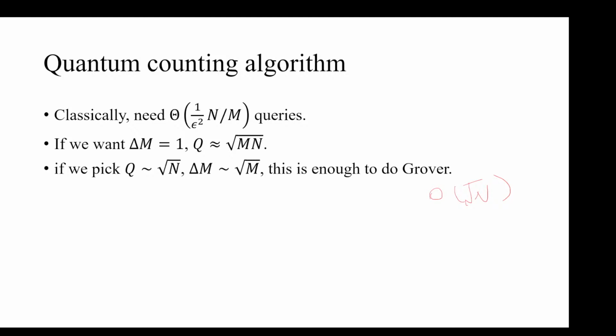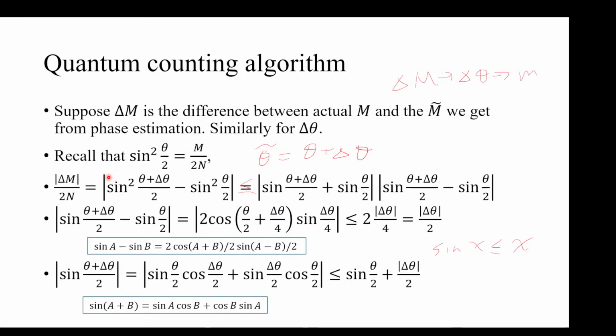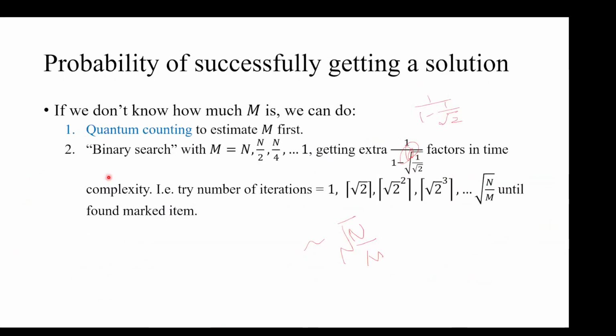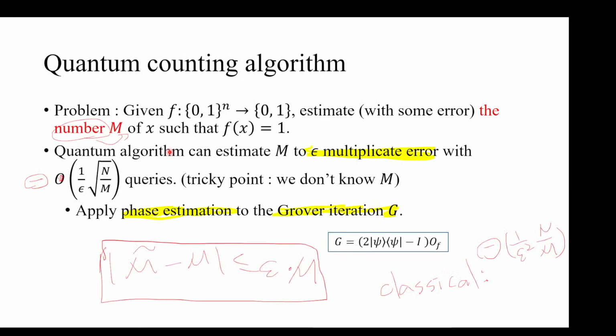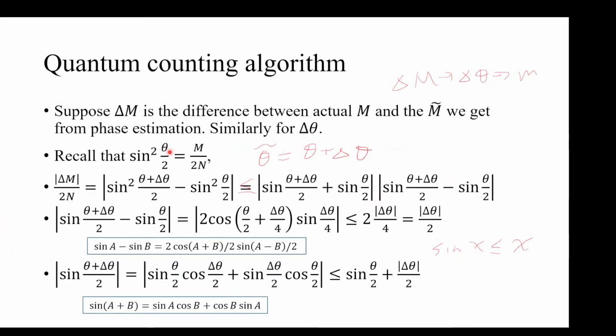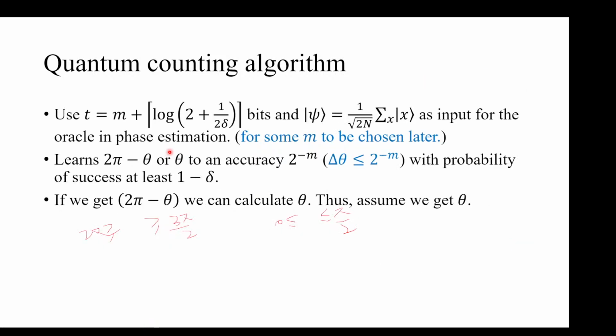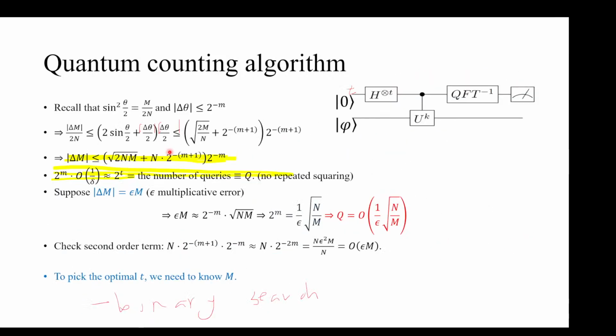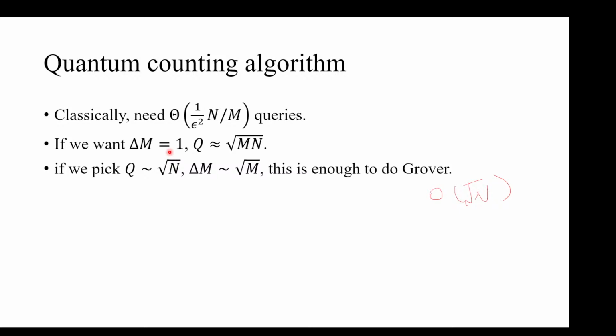This is what is claimed by the textbook. But this is actually a little suboptimal compared to the binary search method we did here, because this method will give you order square root n over m. So when your m is larger than constant, binary search here is still a little faster. Okay, this is some interesting quantum counting algorithm, and it left us a little unsatisfied.